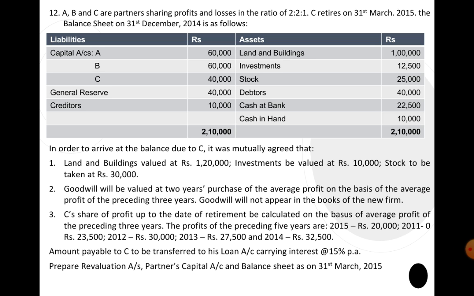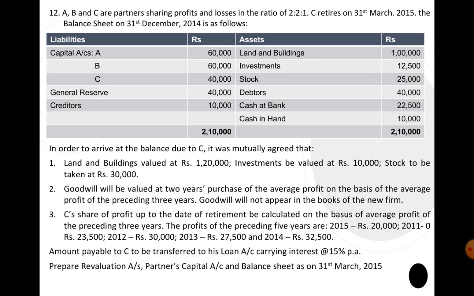Now, in order to arrive at the balance of due to C, it was mutually agreed that land and buildings will be valued at rupees 1,20,000, investments will be valued at rupees 10,000, stock to be taken at rupees 30,000, goodwill will be valued at 2 years' purchase of the average profit on the basis of the average profit of the preceding 3 years. Goodwill will not appear in the books of the new firm. And then point number 3. C's share of profit up to the date of retirement to be calculated on the basis of average profit of the preceding 3 years.